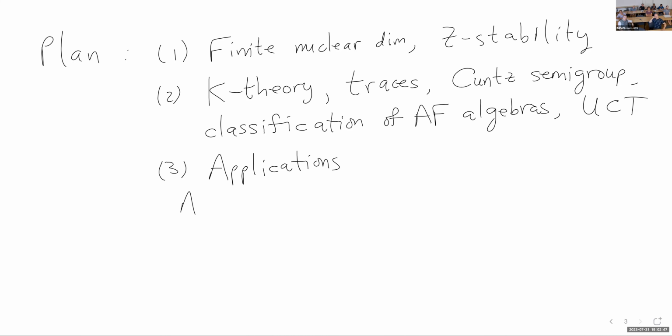I want to tell you hopefully about 3 applications. The first is what I will call the Weyl problem. By the Weyl problem, I mean, if you give me 2 normal elements in a classifiable C-star algebra, the problem is, can we compute the distance between the unitary orbits spectrally? This is a spectral computation.